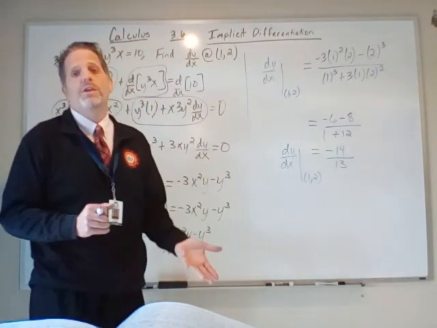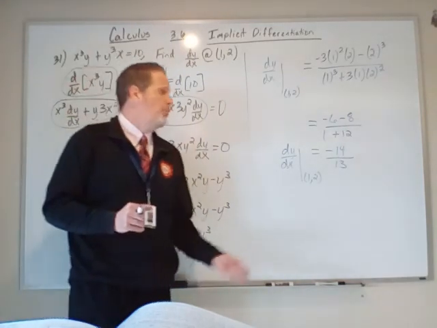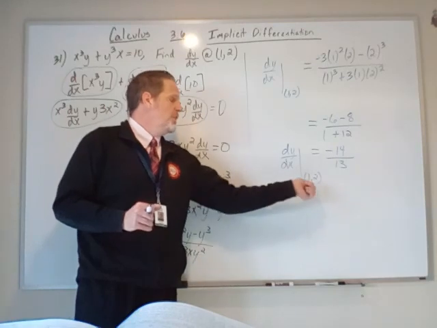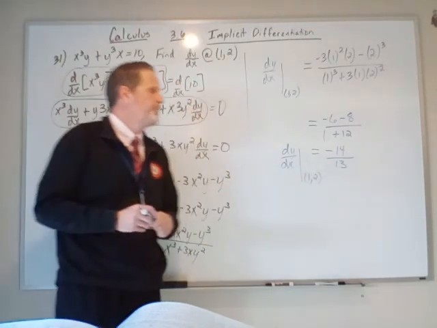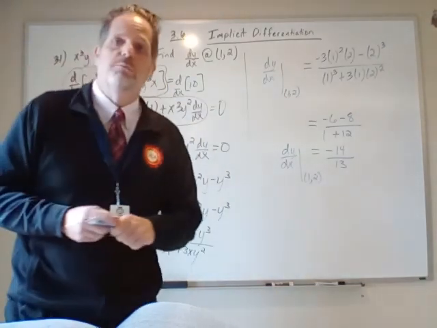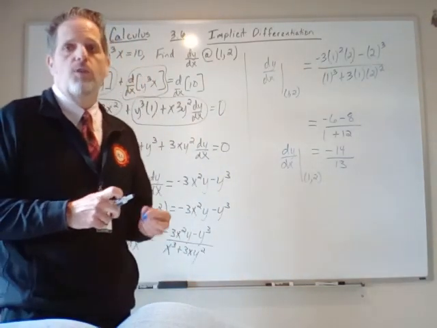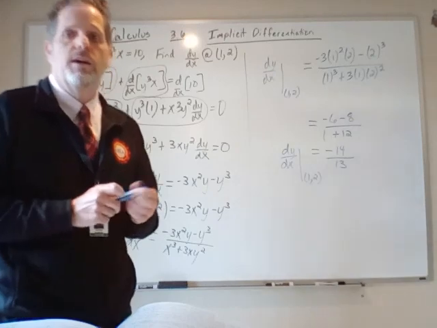And if we wanted the whole equation, we would just put this into the point-slope equation. Here's your x, here's your y, here's your m, or here's your slope. Okay, implicit differentiation to find the slope at an ordered pair.